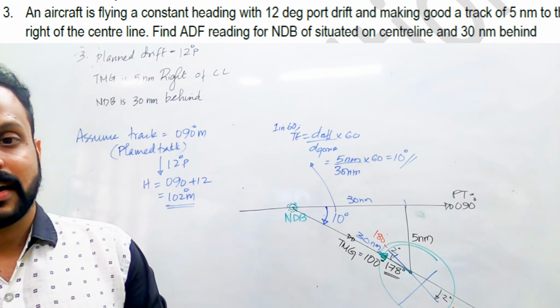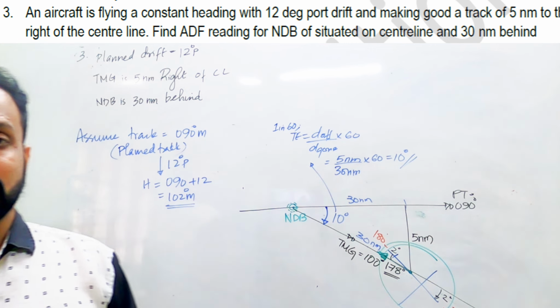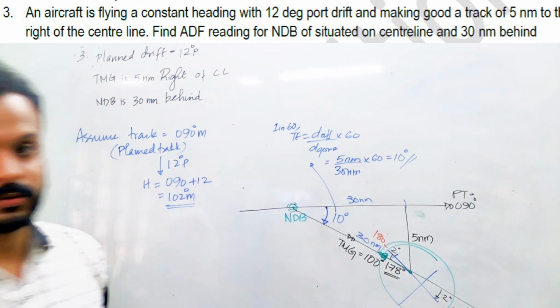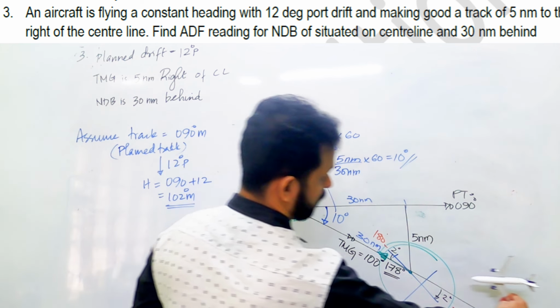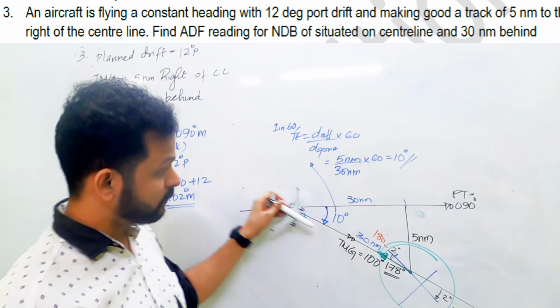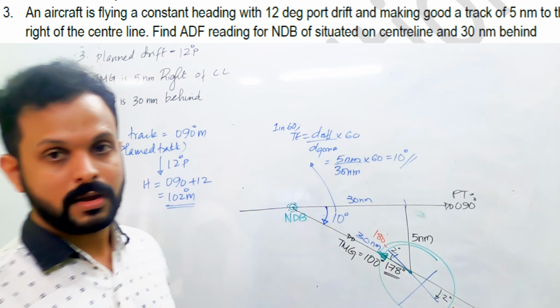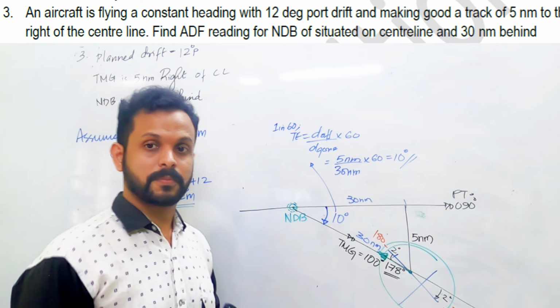So in this question, unlike the previous question, there is no concept of flying parallel, because remember in the previous question we were coming inbound. The aircraft was coming inbound parallelly and then trying to track towards the NDB. In this case, the aircraft is moving out from the NDB on a diverging track. Therefore, there is no parallel concept here. You just have to find out the ADF indication.